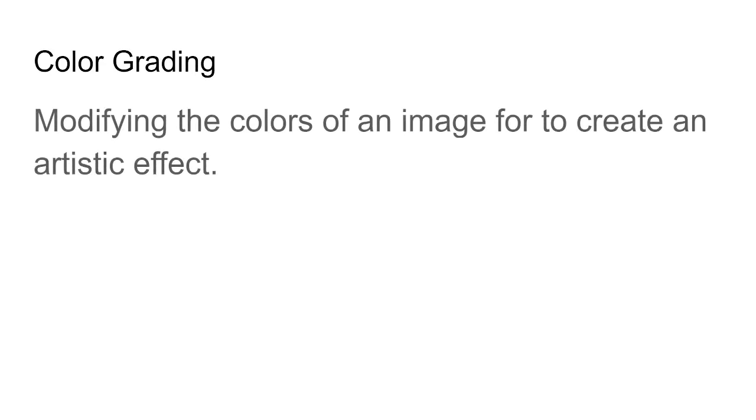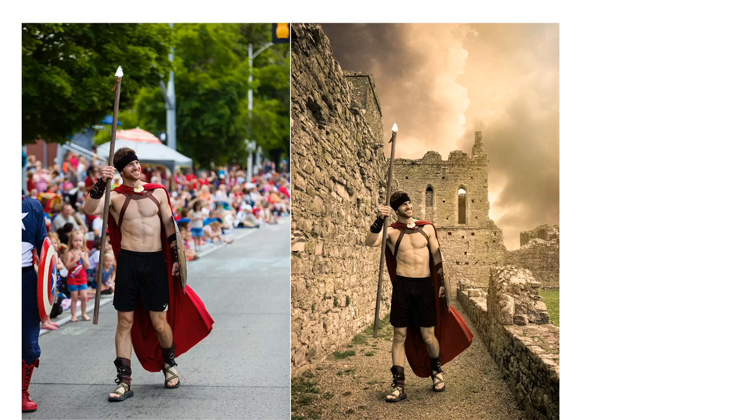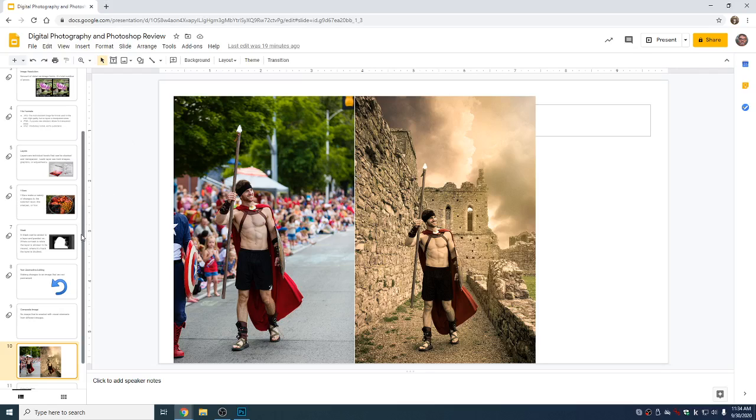Color grading: modifying the colors of an image to create an artistic effect. Color grading is taking something like this dude and applying more yellowish, warm colors to him to get him to match, and there's lots of different ways to do color grading. We do an assignment on color grading. All right, so that's the basics right now. That's where we'll stop for this information.